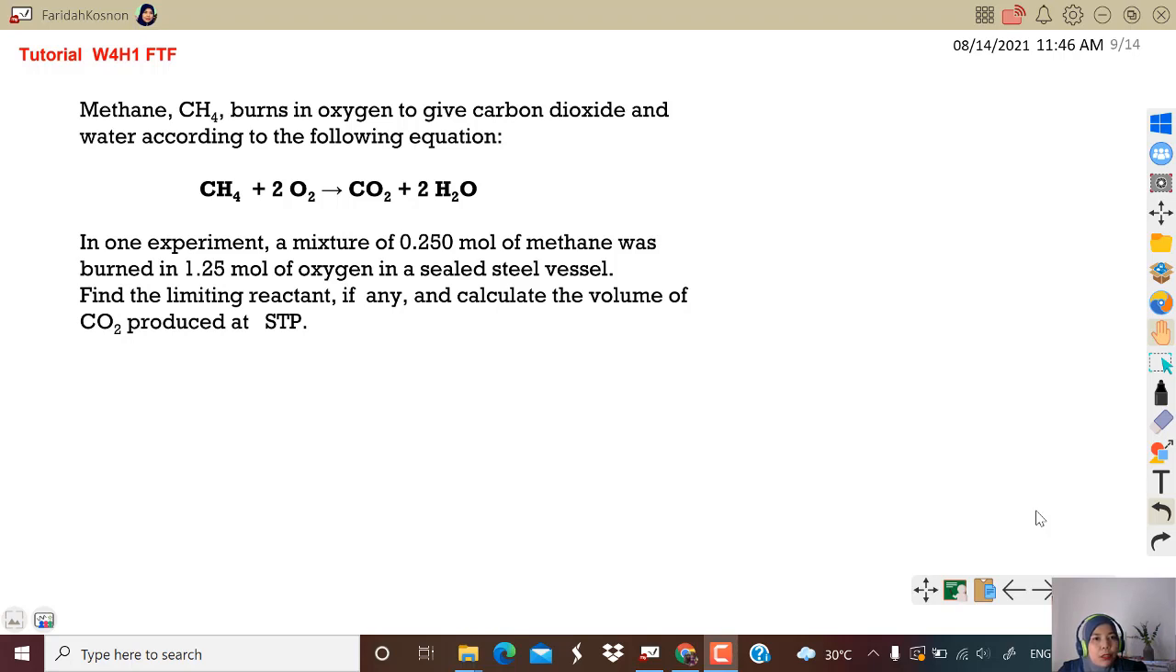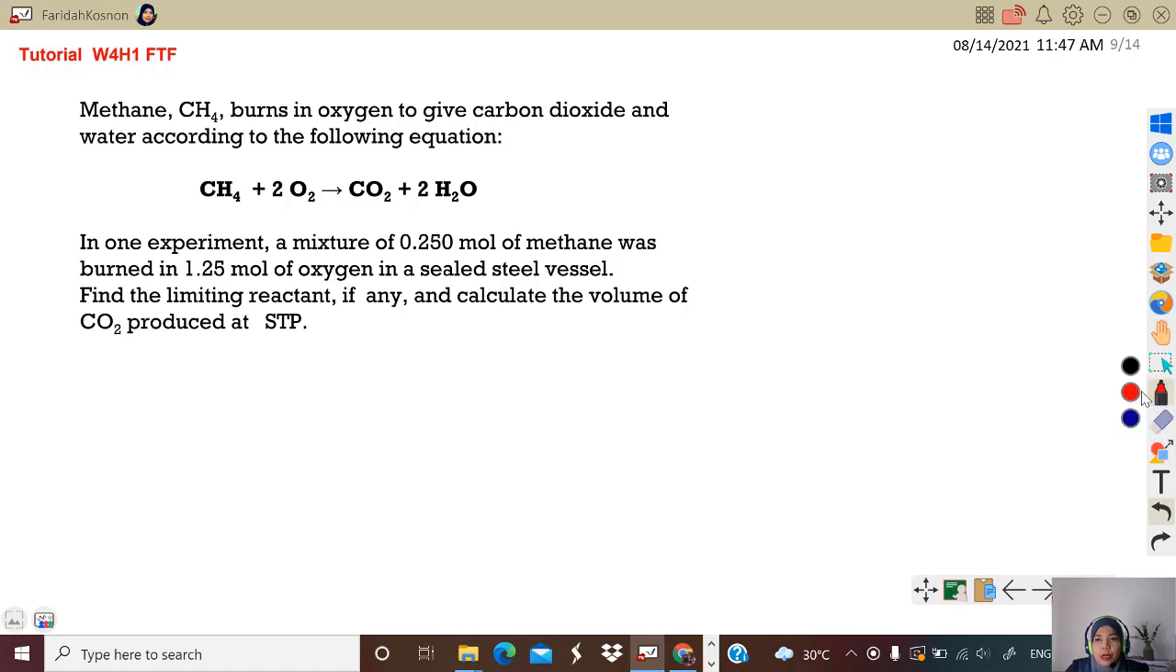Alright, so please refer to the question face to face week 4 first hour. Methane CH4 burns in oxygen to give carbon dioxide and water according to the following equation. So we have the balanced chemical equation here. In one experiment, a mixture of 0.250 mole of methane was burned in 1.25 mole of oxygen in a steel vessel. Find the limiting reactant, if any, and calculate the volume of carbon dioxide produced at STP.